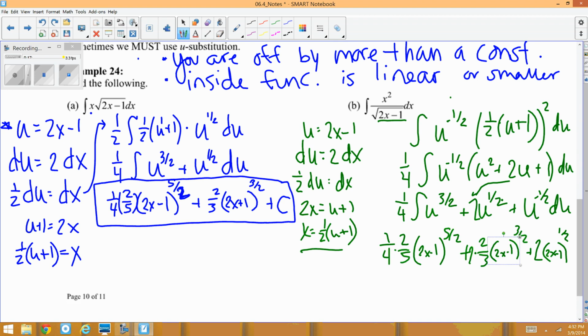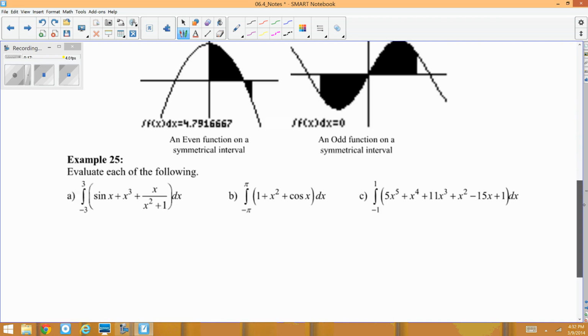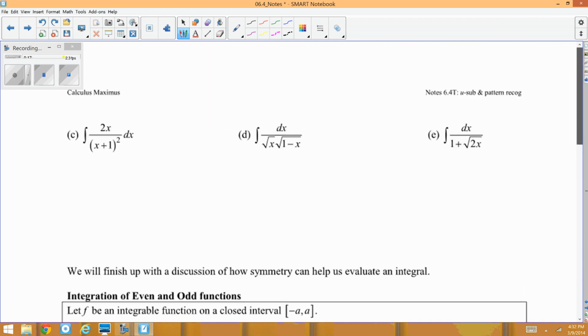Okay, so this is probably a pretty good place to stop. I do want to go over C, D, and E, these ones, in class. All right, and we'll probably talk about this area in class as well. These are good problems, so I'd like you to practice it.